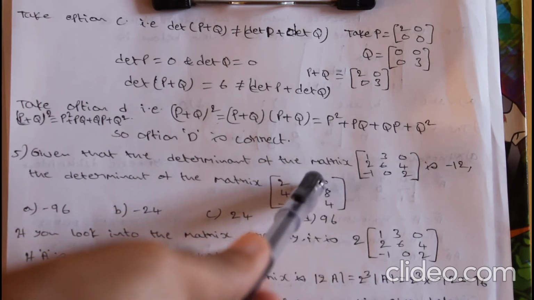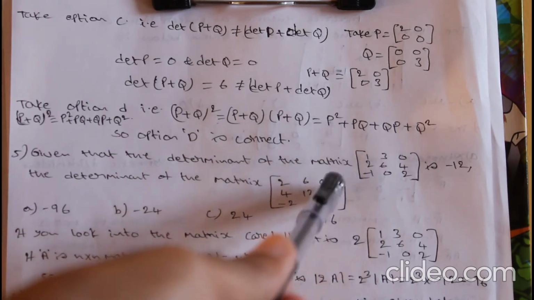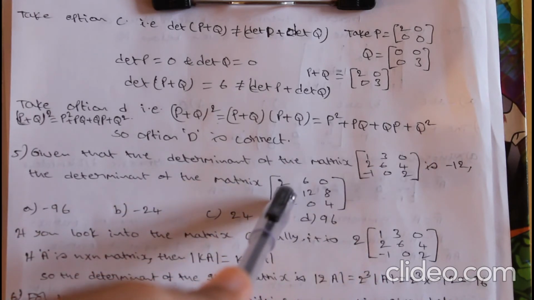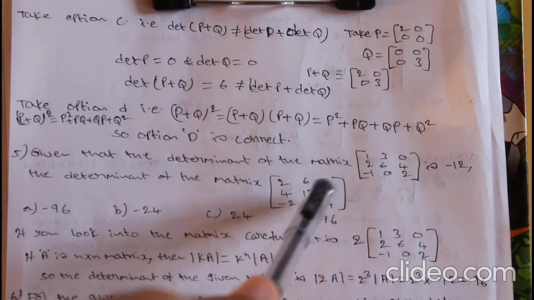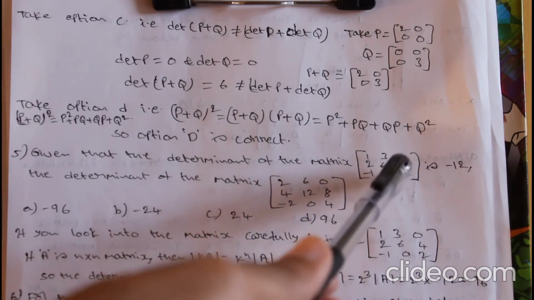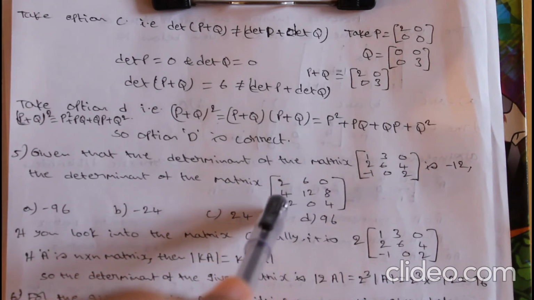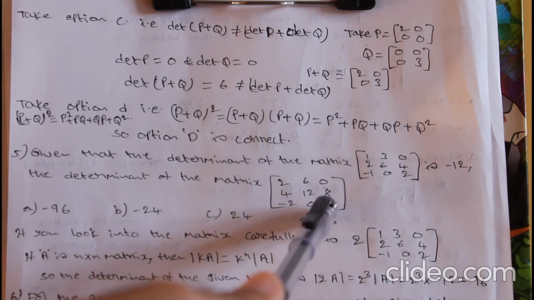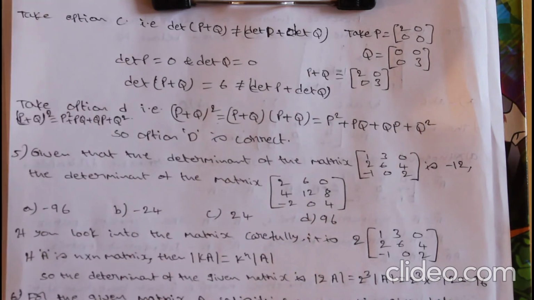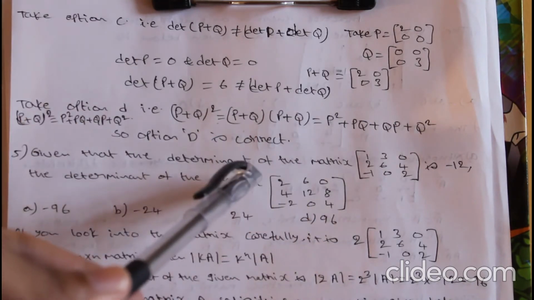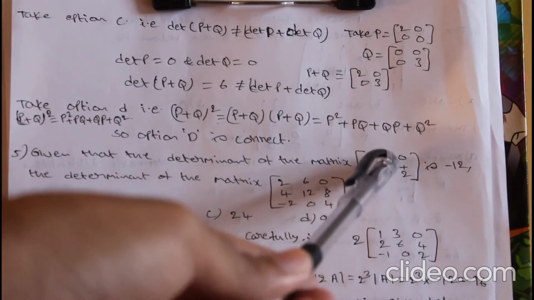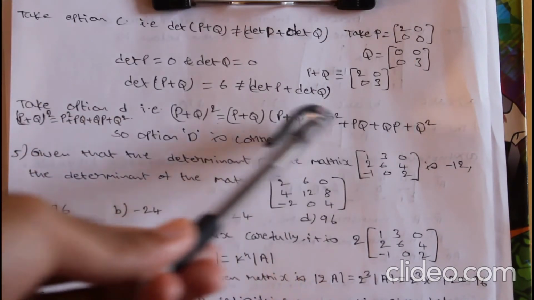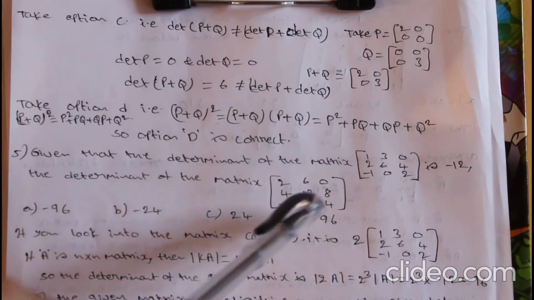So 6 divided by 2 is 3. 0 divided by something is 0. 2 divided by 2 is 1. 4 divided by 2 is 2. 12 divided by 2 is 6. 8 divided by 2 is 4. Minus 2 divided by 2 is minus 1. 0 divided by something is 0. 4 divided by 2 is 2. Okay, so it is in the form of 2 into the matrix. 2 into this matrix is the matrix whose determinant value we are asked to find.